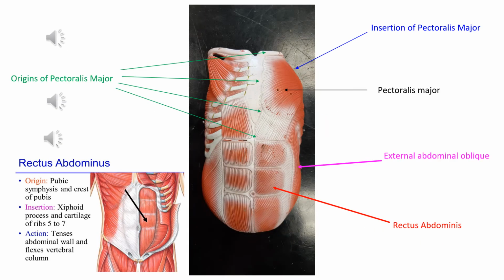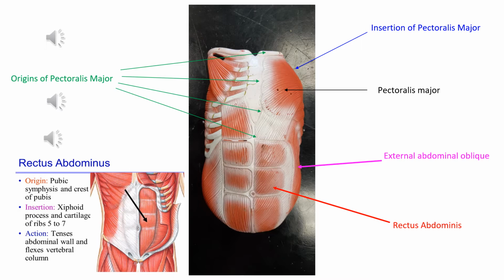This is the pectoralis major. It has four origins, one on the sternal half of the clavicle, another from the sternum to the seventh rib, the cartilages of the true ribs, and the aponeurosis of the external abdominal oblique muscle. Its insertion is at the intertubercular groove of the humerus. Its main actions are to flex, adduct, and medially rotate the arms.